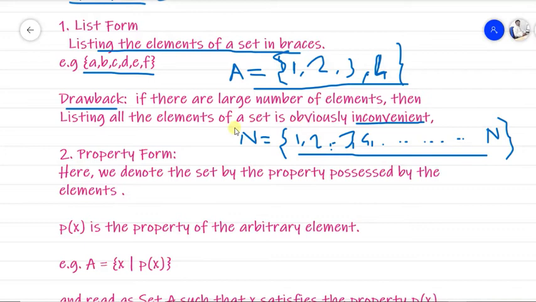So to convert this list form into the property form, the second form is the property form. Here we denote the set by the property possessed by the elements. We need to represent these listed elements in the form of a property. All the elements have a common rule or common property that we need to find out. Here we'll see an example.